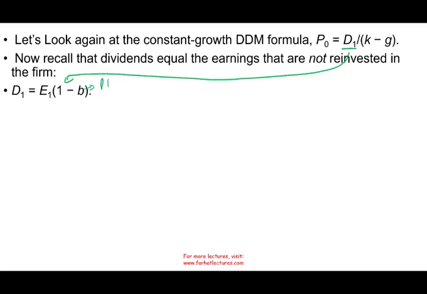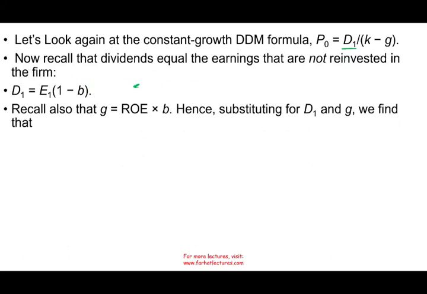Remember, b is the plowback. Whatever you don't keep, you pay in dividend. So the dividend is the earning times, let's assume the plowback is 60%, so you take the earning times 0.4, which is 1 minus 0.6. That is D1, the dividend. Also, we know that to compute G, we take ROE, return on equity, times the plowback. The plowback is what you keep, times ROE.